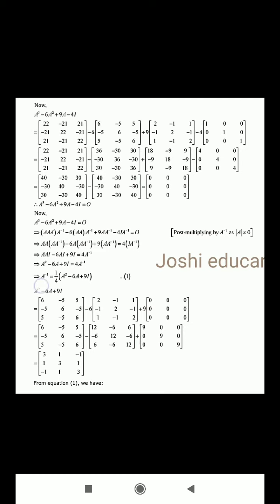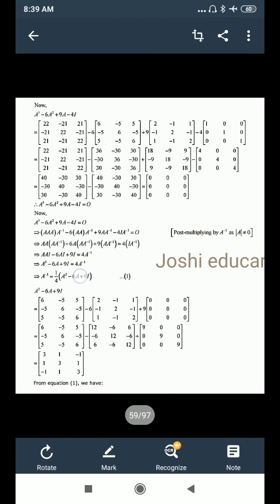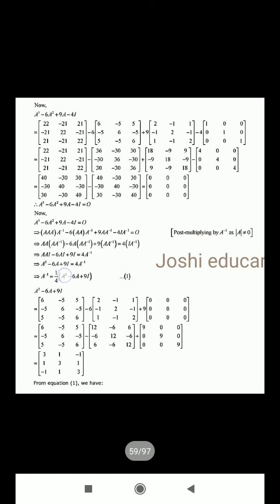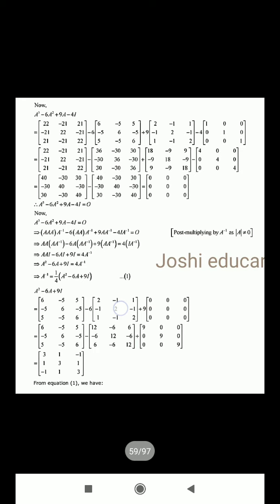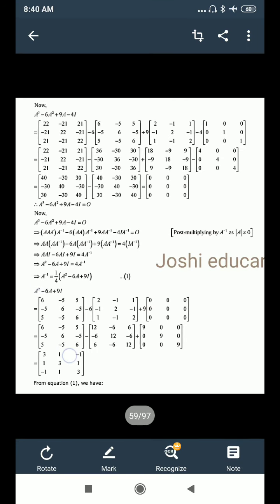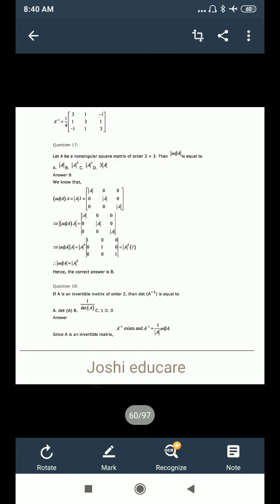So A inverse will be equal to 1 upon 4 (A square minus 6A plus 9I). Now you already have A square, you already have A and I. So you just find A square minus 6A plus 9I. You multiply all the terms of this by 6, all the terms of this by 9, and add them. You will get A square minus 6A plus 9I. But A inverse is 1 upon 4 of this, so you just multiply by 1 by 4 and you will get the answer.